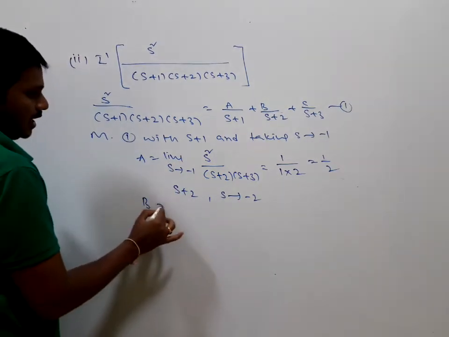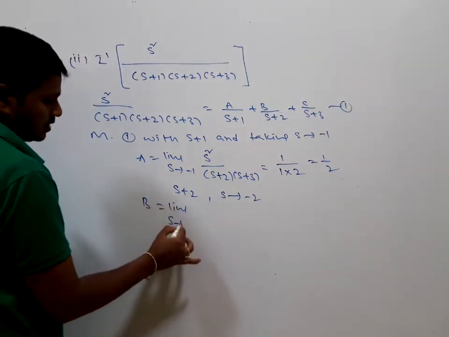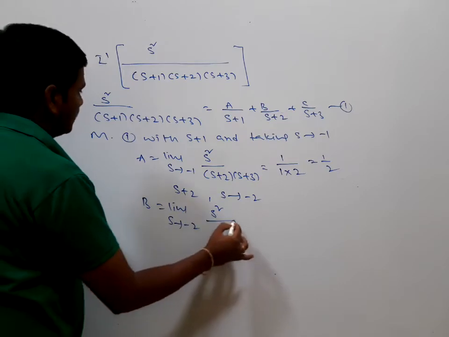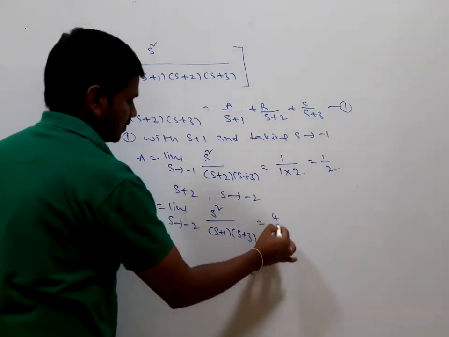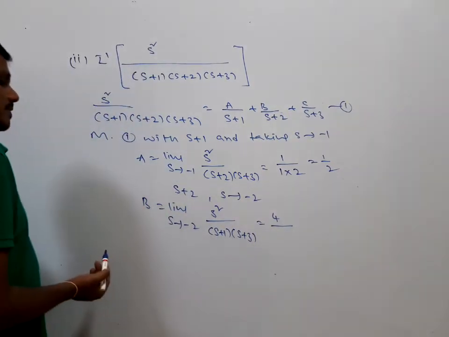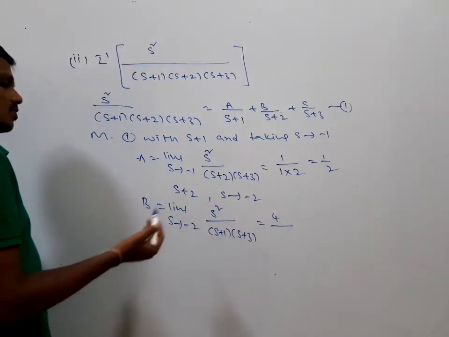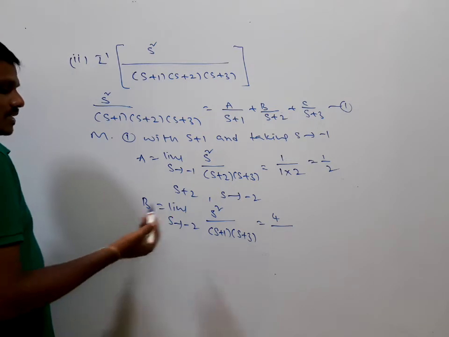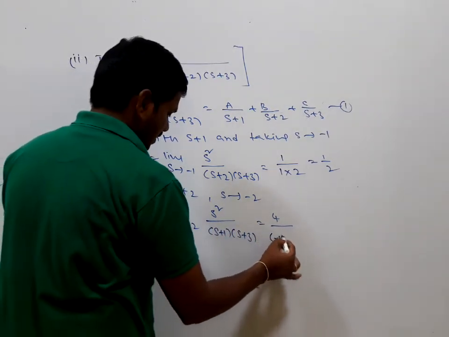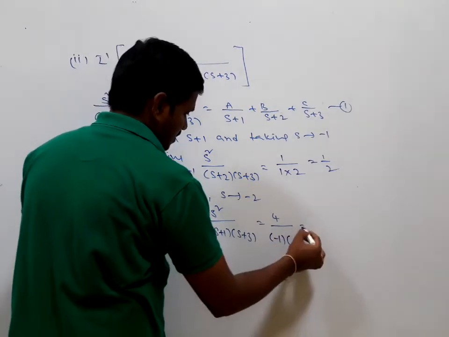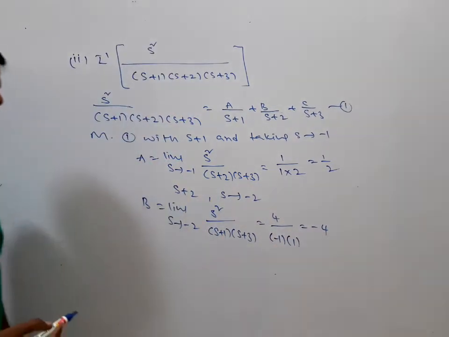So we have b equals limit s tends to minus 2 of s square divided by (s plus 1) into (s plus 3). Minus 2 squared is nothing but 4. Minus 2 plus 1 is minus 1, and minus 2 plus 3 is 1, which is equal to minus 4. So b is equal to minus 4.